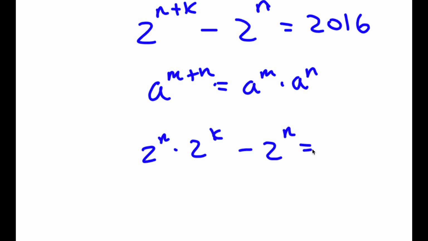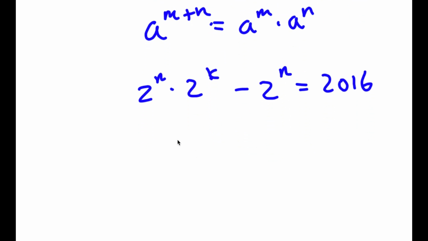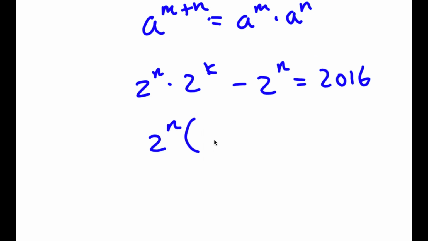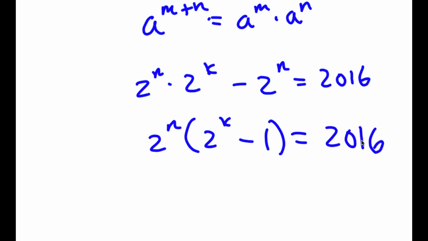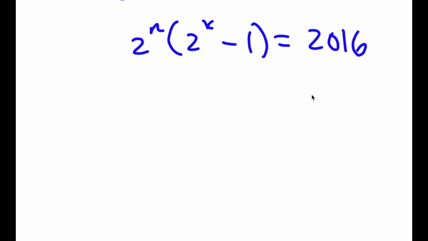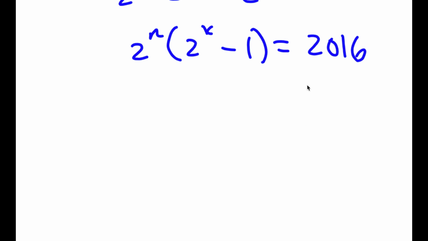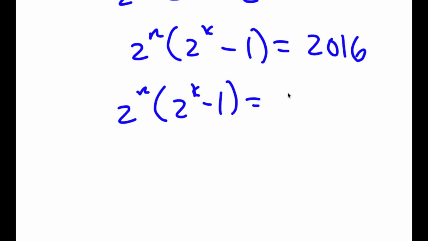Now this minus 2 to the power of n is equal to 2016. Now I'm going to factor out 2 to the power of n. So now I have 2 to the power of n times (2 to the power of k minus 1) is equal to 2016. So 2016 is equal to 32 times 63.